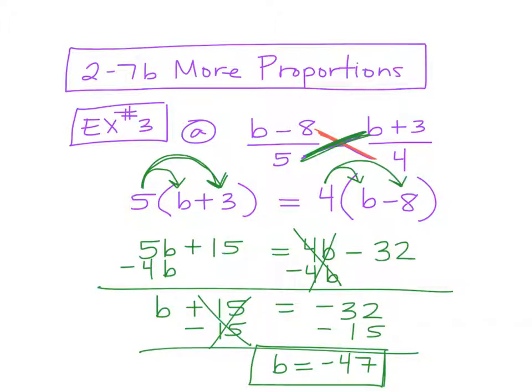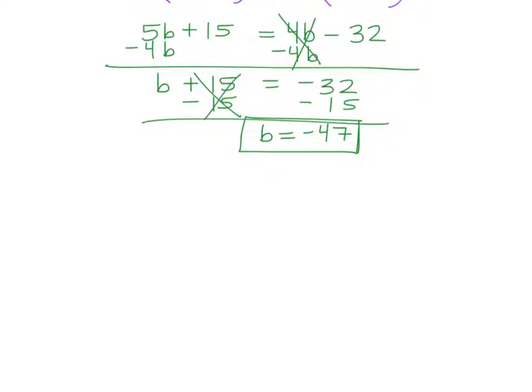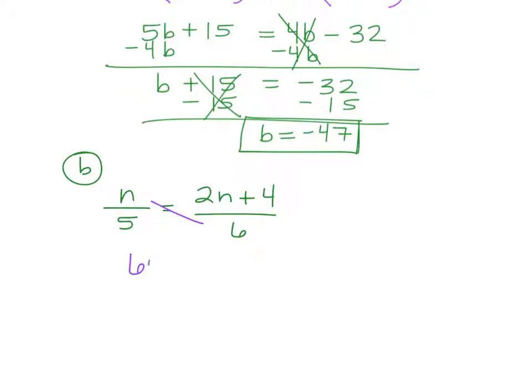Okay. It is a lot of steps, but you know all the steps. So just the initial setup is all you need to make sure you're clear on. The rest of them, you know how to do. All right, how do you do this one? We'll call this b. n divided by 5 equals 2n plus 4 divided by 6. Okay. 6n and then 5 parentheses 2n plus 4. Right, so cross this, you get 6n. Okay, cross this, you get 5 parentheses 2n plus 4.